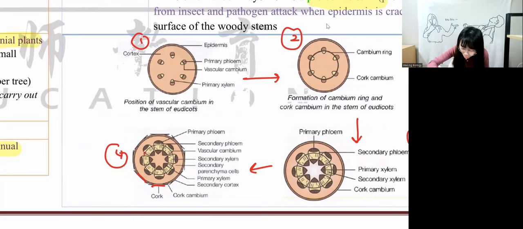And then this is the cambium ring in the middle. The cambium ring. The one that forms first is darker color. We have xylem and phloem. And then the lighter color one is the one that forms later. We have secondary xylem and secondary phloem. So remember now that how do we look at this xylem and phloem already?